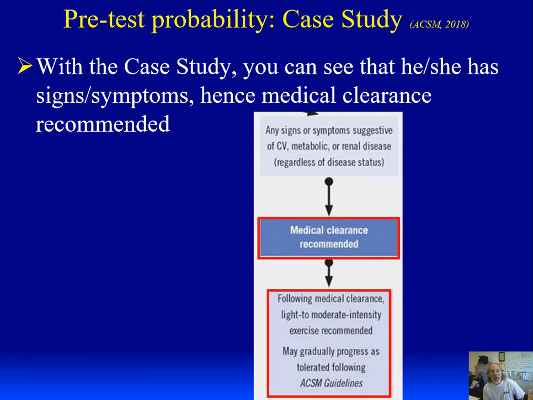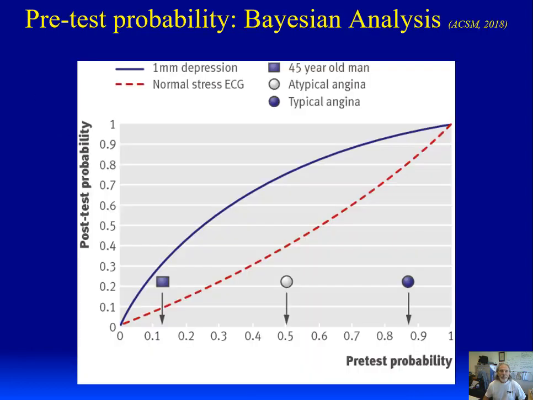So with that case study, going back to one of the earlier slides, you can see the patient had signs or symptoms. A medical clearance is required. So it's important that you understand this and that you apply this when you're in practice, because you're going to get patients going, look, I'll be fine, just tell me what I should be doing. Remember, it's liability, and if God forbid something goes wrong, you'll be liable.